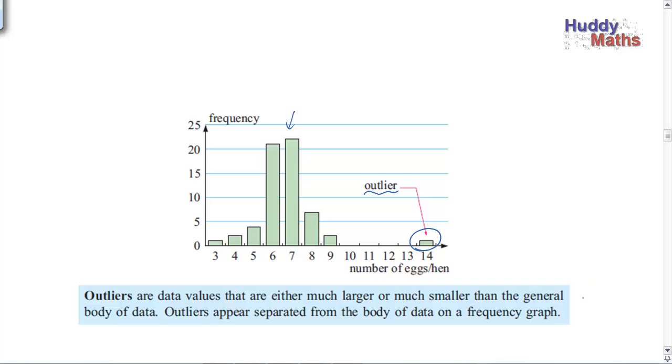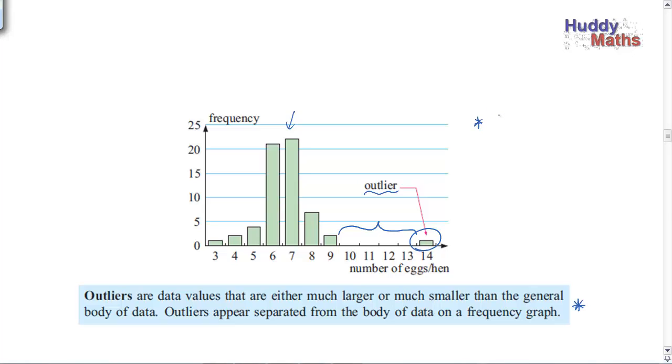Okay, so here's our definition. You must know this. You might note that down. Outliers are data values that are either much larger or much smaller than the general body of data. Outliers appear separated from the body of data on a frequency graph. So later on we're going to talk about how much that gap must be before we say it's a strange measurement.